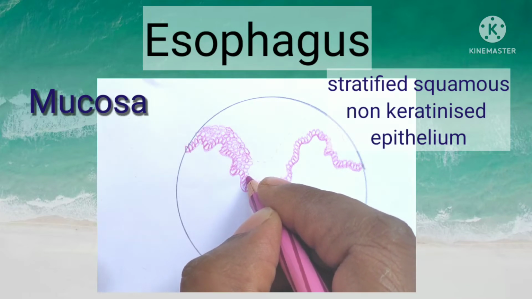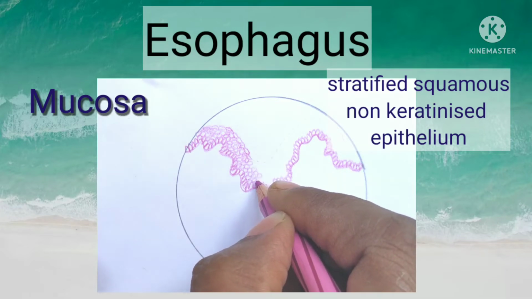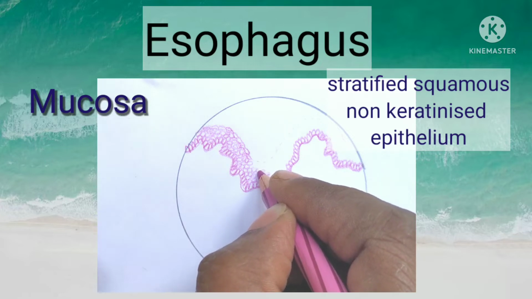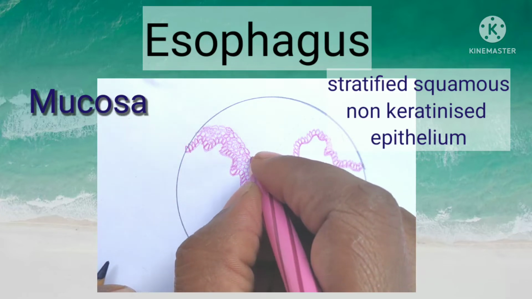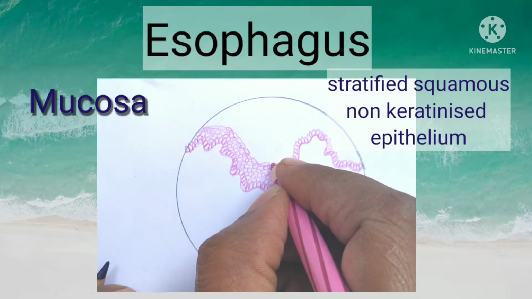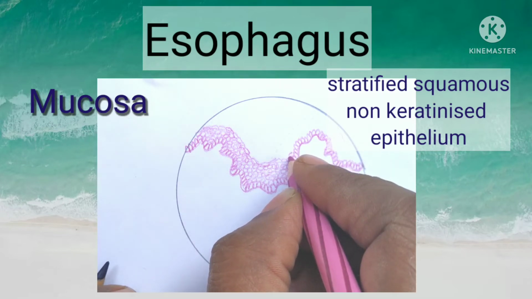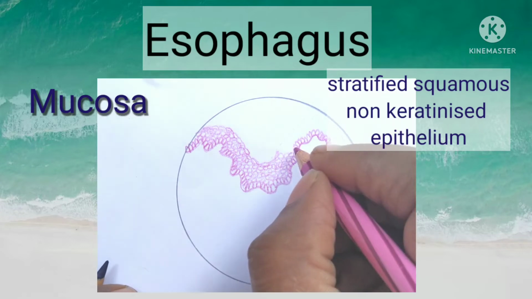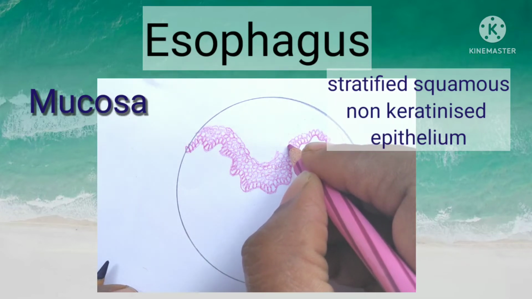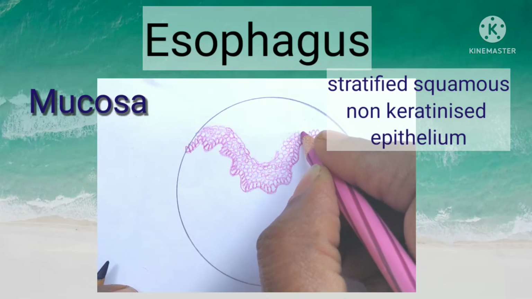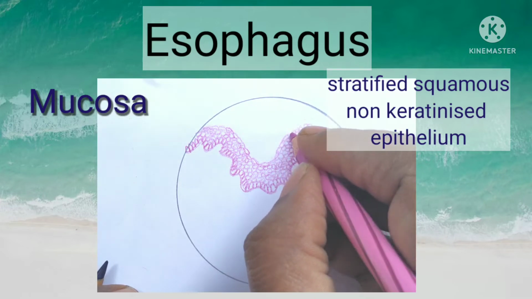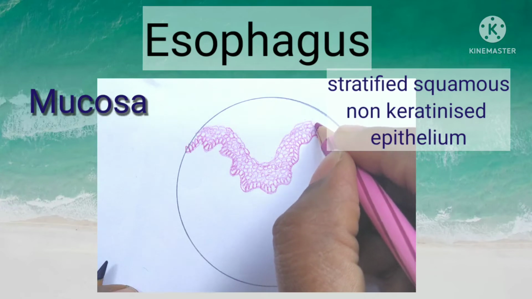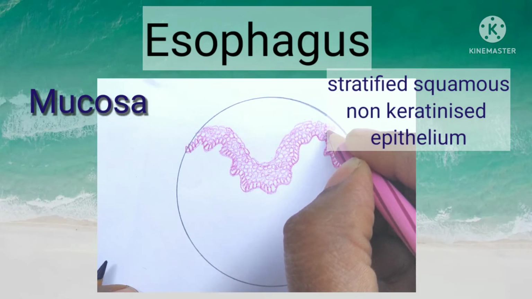So the basement membrane is not straight, it will be folded. The lumen of the esophagus is collapsed, so when food is not there, the folds of the mucous membrane will close the lumen. When food comes, it will be enlarged. So show some variations in the basement membrane, and the stratified squamous non-keratinized epithelium with a proper nucleus also you have to keep.